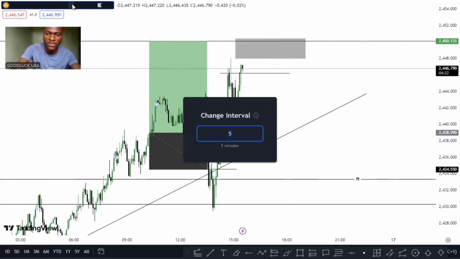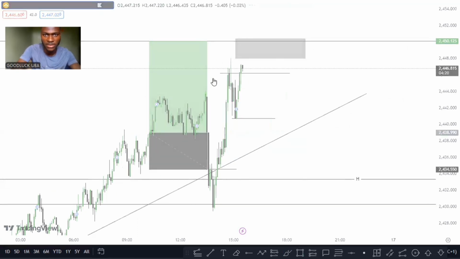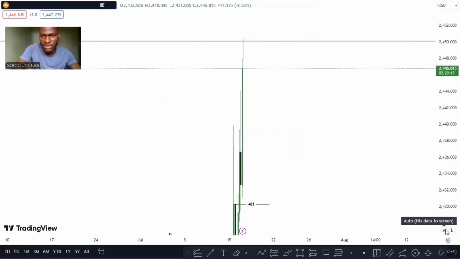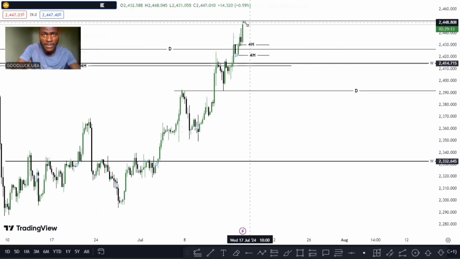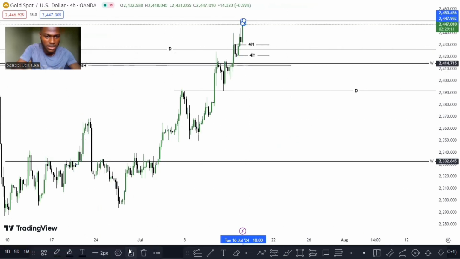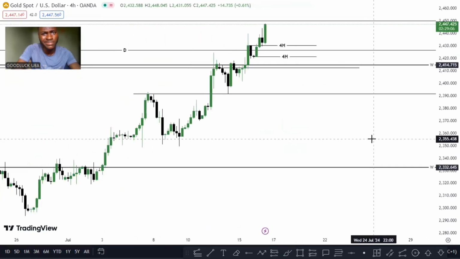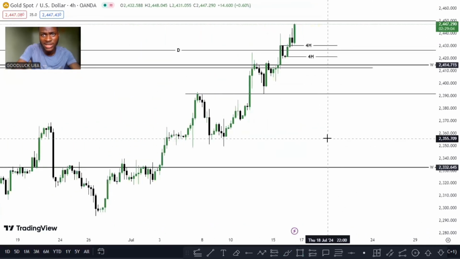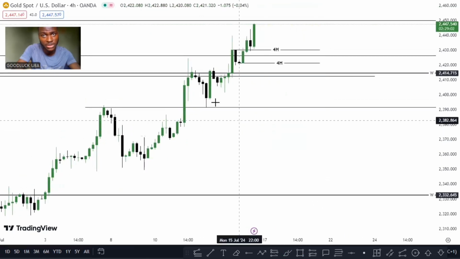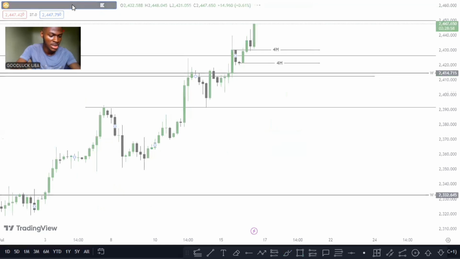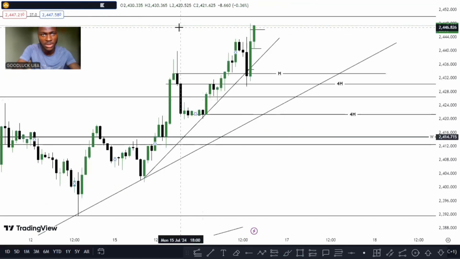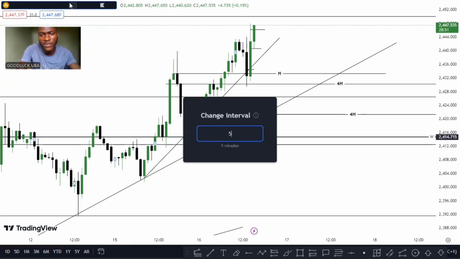Let me check the 4 hours time frame. Let me see what the 4 hours time frame is saying. So gold is pretty bullish, guys. Very, very bullish. Let's check the 1 hour. The time is 3:31 actually. Then 5 minutes. I don't know.